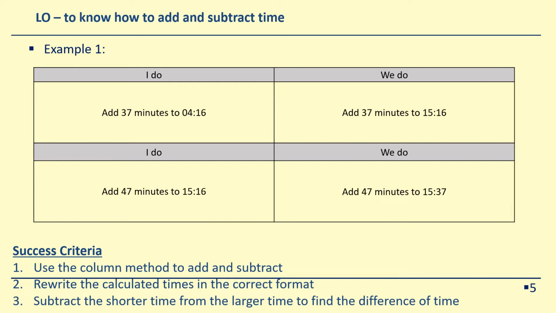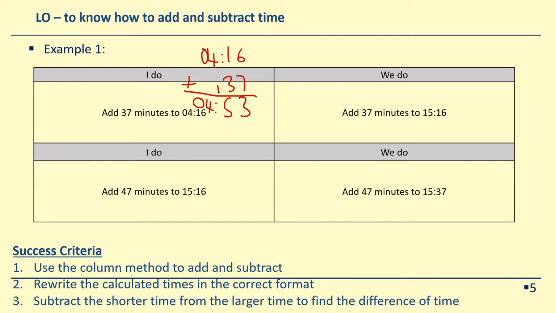Okay, Year 8. In the first I do, we need to add 37 minutes to 4 hours 16. We're going to use our addition column method. Six add 7 is 13, and we carry the 1. 1 add 3 add 1 is 5. So that's nice and easy. We keep the hour the same because our addition of the minutes hasn't exceeded the 60-minute mark.